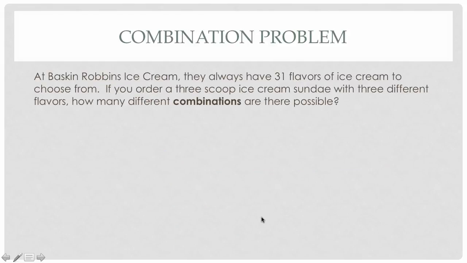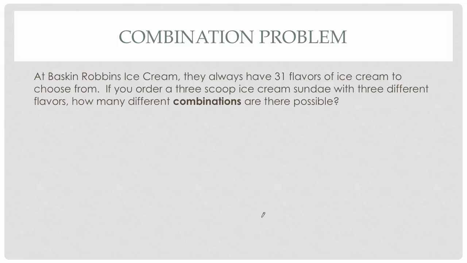So at Baskin Robbins and ice cream, here's a great combination problem. They always have 31 flavors of ice cream to choose from. You're very hungry, feeling like a sweet treat. You order a 3-scoop ice cream sundae with 3 different flavors of ice cream. How many different combinations are possible?